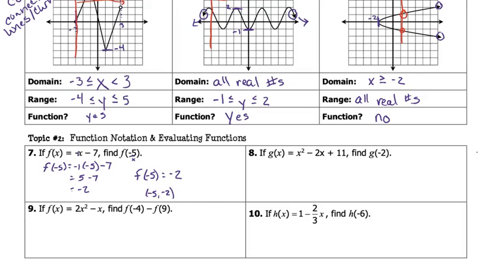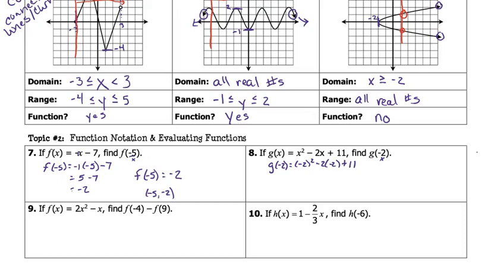All right, up next, number 8. If g of x equals x squared minus 2x plus 11, find g at negative 2. It's common that functions use the letters f, g, and h. They're used interchangeably. So g at negative 2, this is x. So let's rewrite this. G at negative 2 equals, instead of x, I'm going to type in negative 2 here. So negative 2 squared minus 2 times negative 2 plus 11.